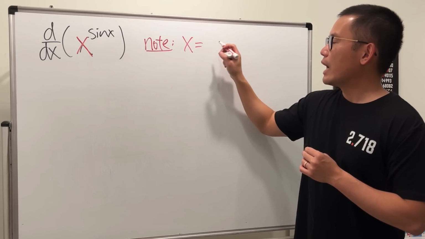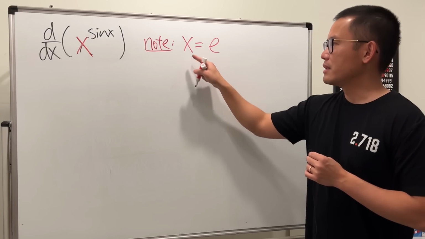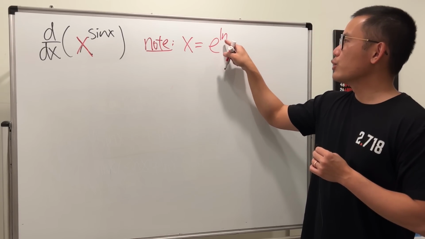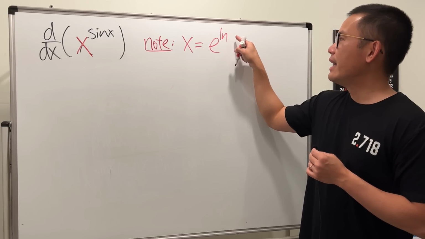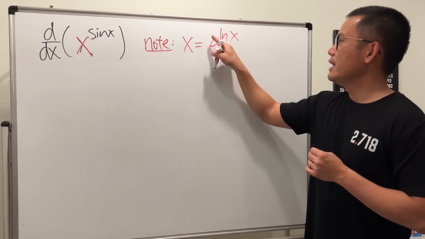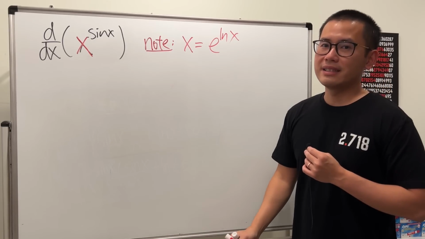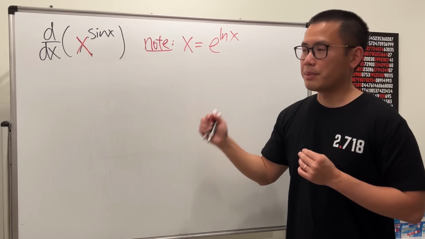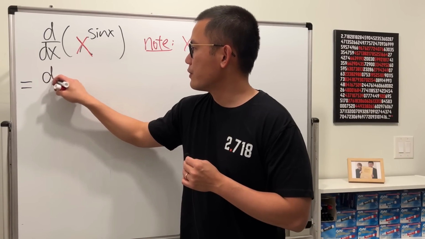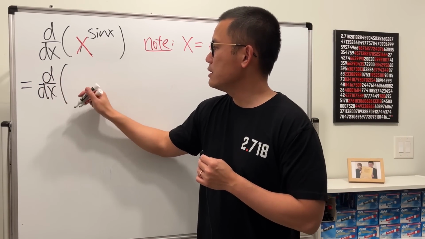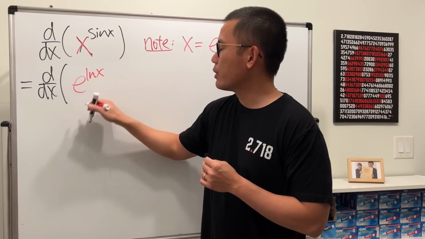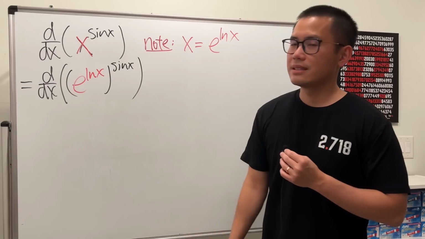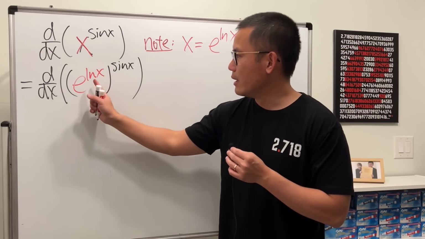Note, x, I really want to see the e, but this is not equal to this. But don't worry, e and ln cancel, but you have to put the ln in the power, and then the x right here. E and ln cancel, you get the x back. So we are going to purposely write x as e to the ln x power. So here we are differentiating, parentheses, e to the ln x power, and then raised to the sine x power like that. Now we have a power to a power.